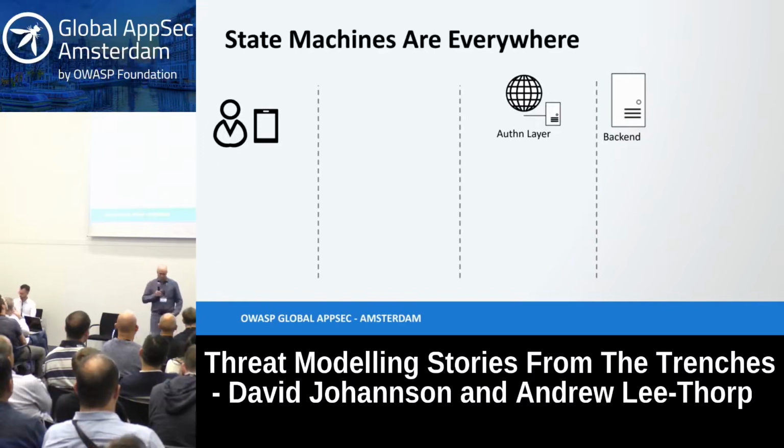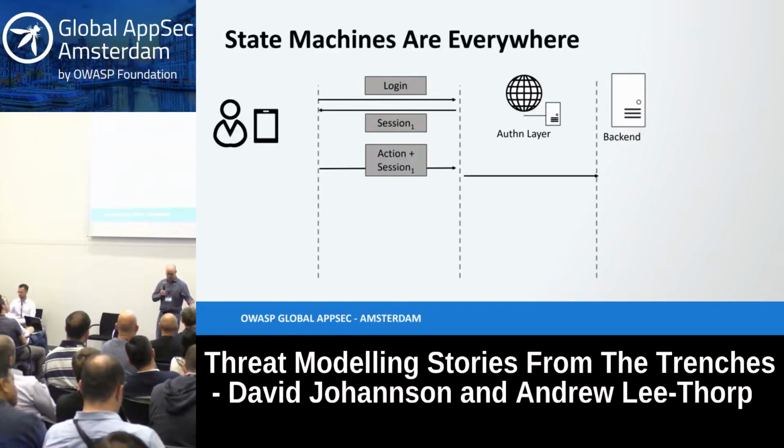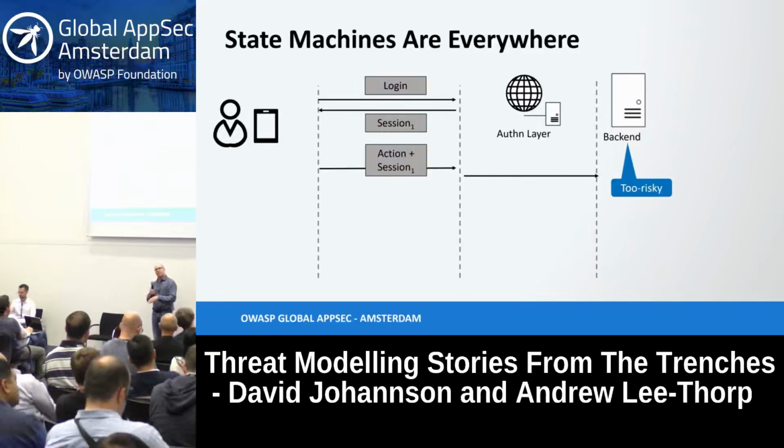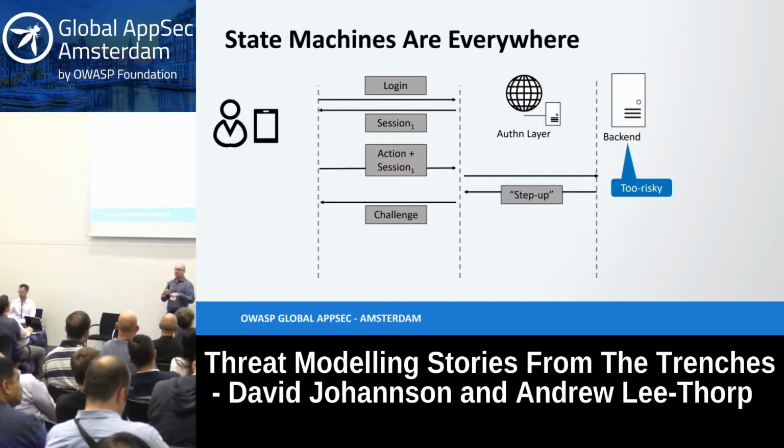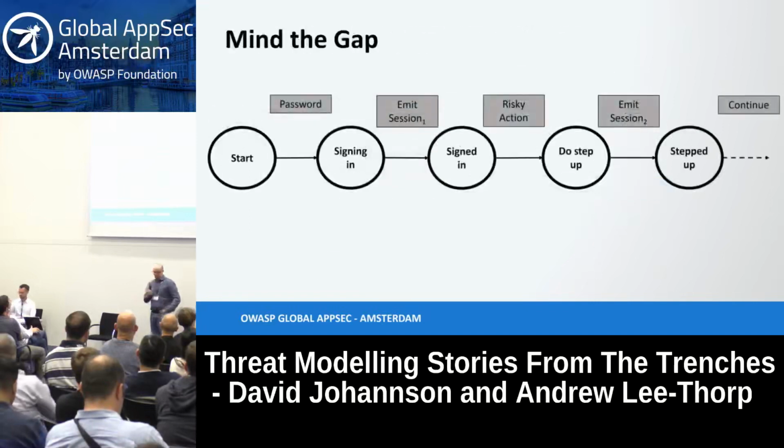So the first thing is, if we just recast the previous diagram as a state machine, we can just go through the sequence diagram. You log in, you get a session, you try to do a transaction. It says, that's too risky. Do the step up. You get a challenge. You get a response. Then you get the checking of the response, a new session token, which gets sent back to the client. And eventually they can go ahead and do the transaction.